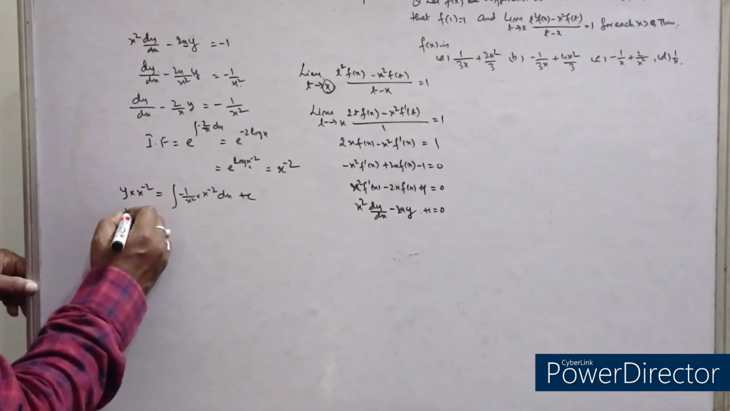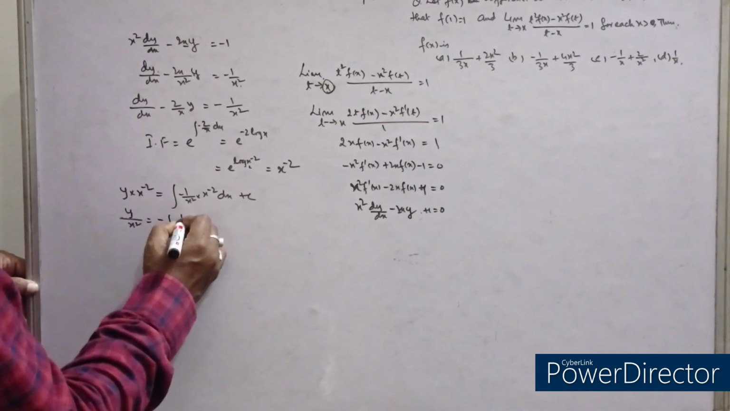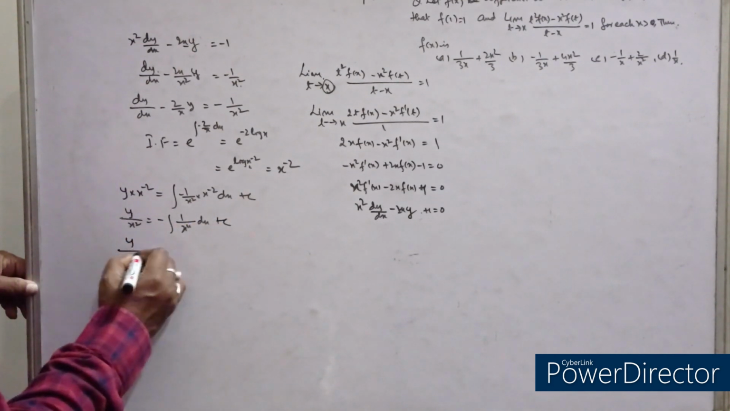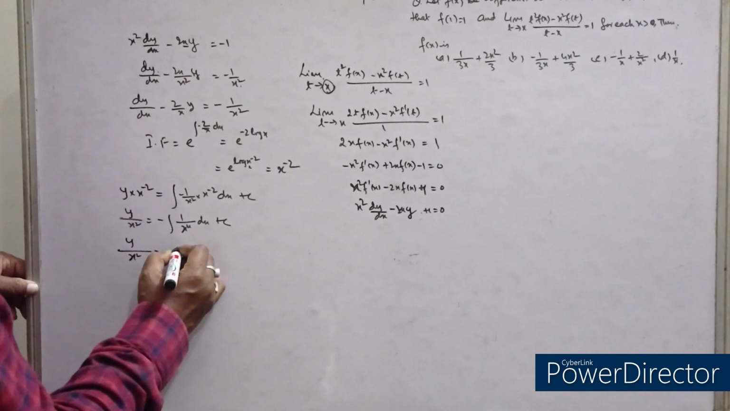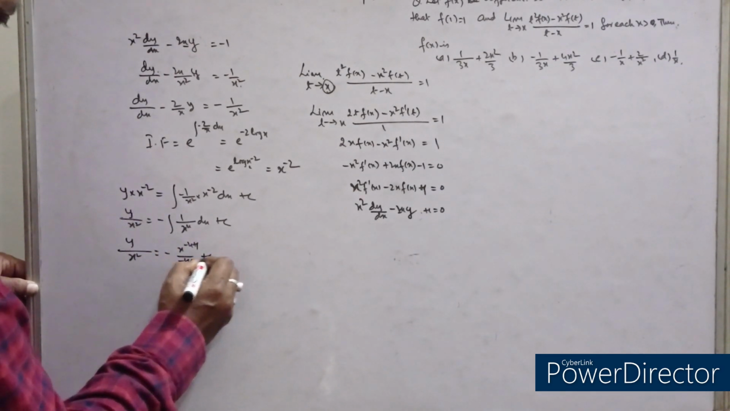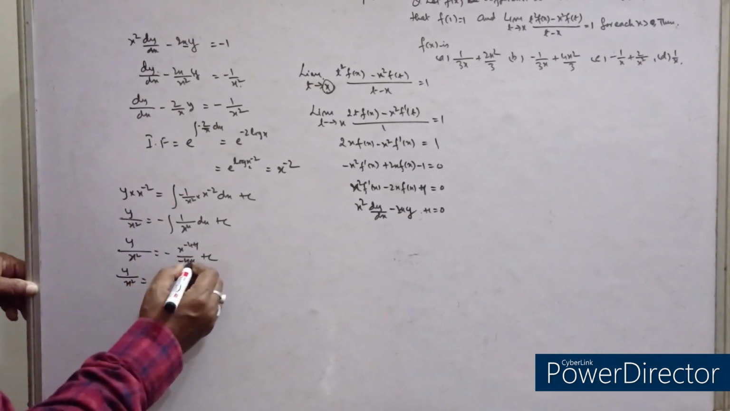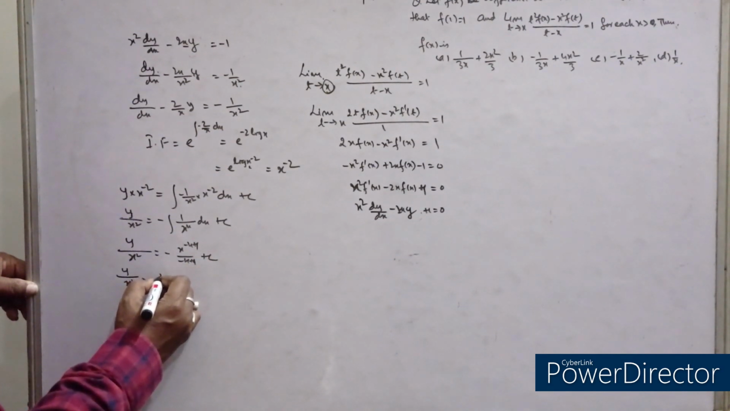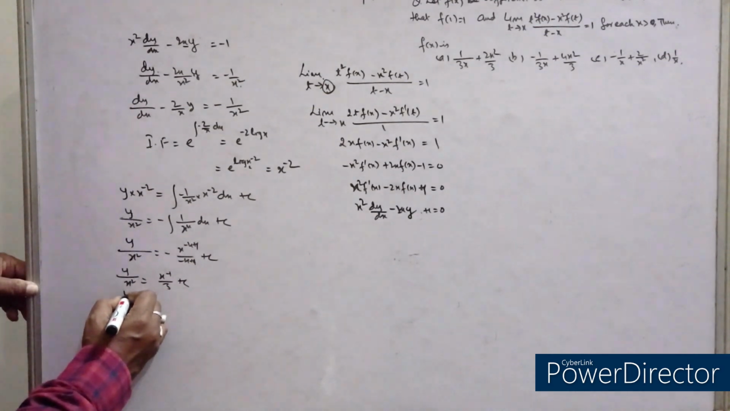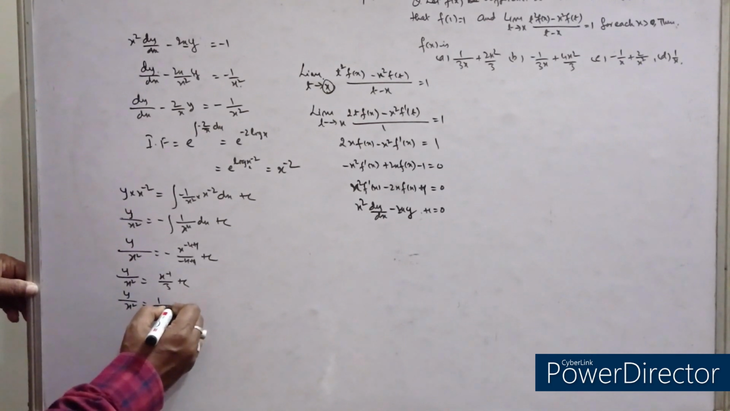So y by x square will be equal to minus integral of 1 by x to the power of 4 dx plus c. So this will be y by x square equal to minus x to the power of minus 4 plus 1 by minus 4 plus 1 plus c. So y by x square will be equal to minus x to the power of minus 3 by minus 3 plus c. So your y by x square is equal to 1 by 3x cube plus c.